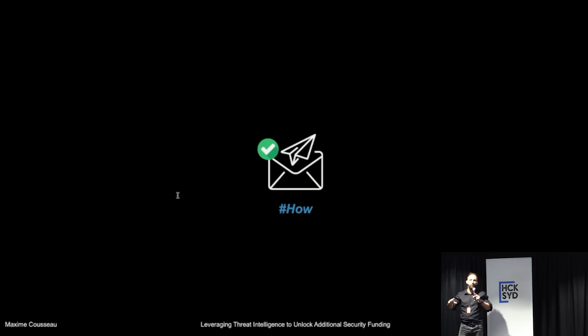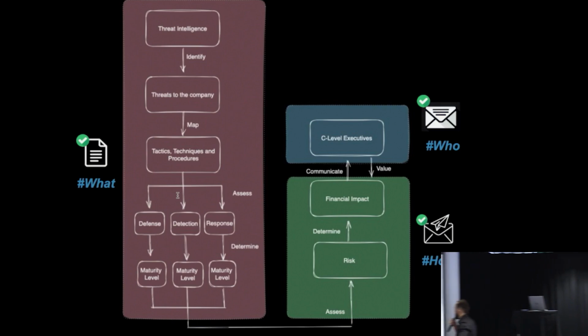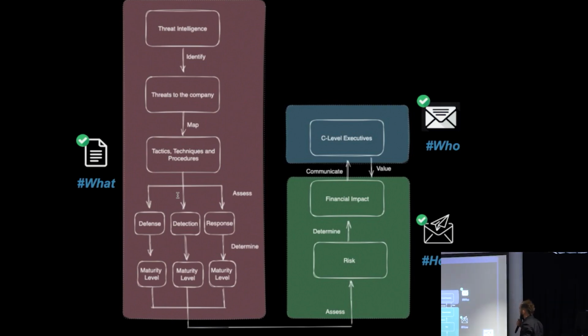So now we have the how. We have the message, we have the audience, and we have the how. At the end of the day, that's exactly what happened there. You can see on the left side the threat intelligence, identifying threats to the company, then mapping the TTPs, assessing defense detection and response capability. So I have maturity levels there. That's just a message. Let's say today I talked about defense capability being a bit low, right?